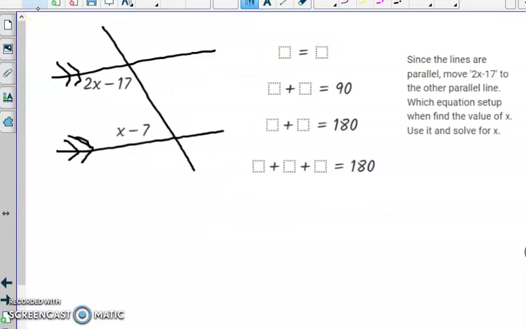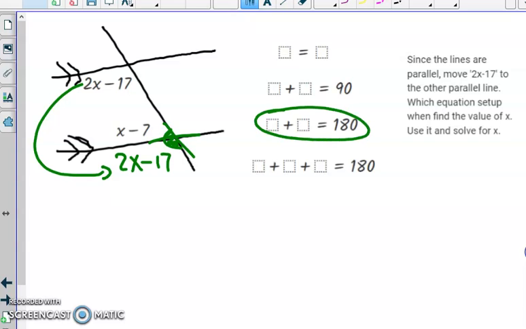And I believe this is the last one. So if I slide this one down, it's going to go right underneath it. Angles are next to each other and two lines intersect. That makes it a sum of 180. So x minus 7, 2x minus 17, putting a plus sign between them so that it's equal to 180, because the angles are next to each other when I put them on the same line. And so they're called linear pair or supplementary.